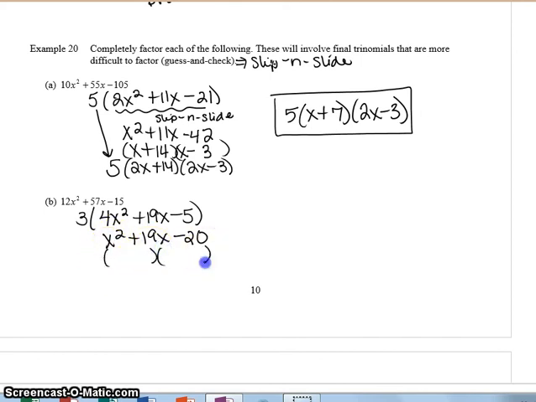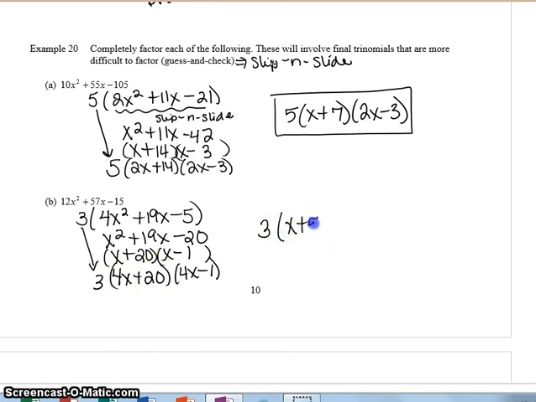Old school factor, you're going to say what two things multiply together to give you a negative 20. So it's going to be 20 and 1, but 20 minus 1 is 19. Slip the 4 back in front of each binomial. And then reduce. You might want to drop the 3 in front now. So this ends up being 3. And 4 and 20, divide them both by 4. You're left with x plus 5. And then 4x minus 1, nothing reduces. Final answer.